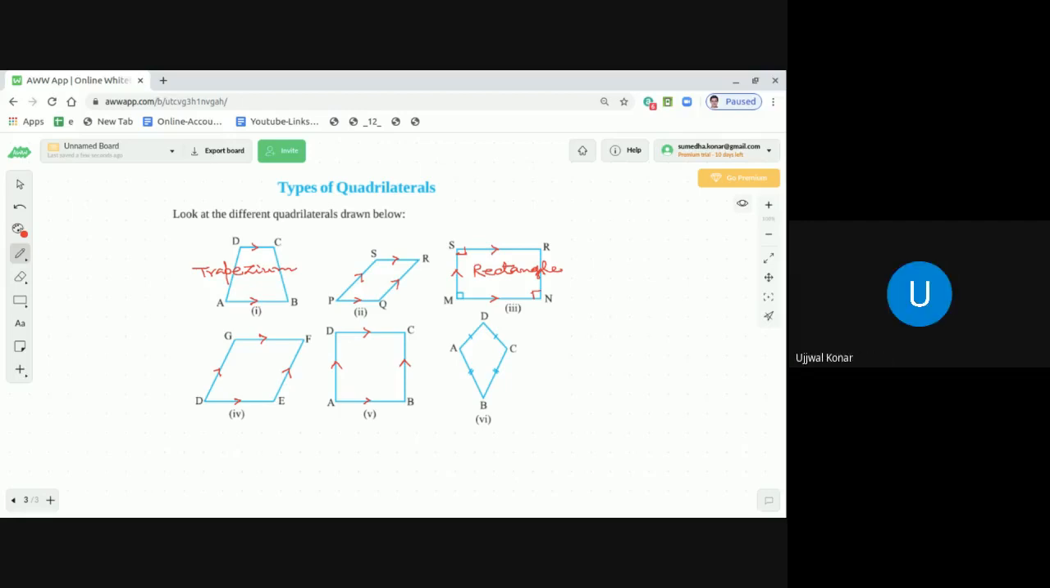Now let us come to diagram 4. If you look into diagram 4, that is DEFG, all these four sides are equal. And then we call this special type of parallelogram a rhombus. So dear students, what is a rhombus? A rhombus is a parallelogram with sides of equal length. What we see here is that DE is equal to GF is equal to EF is equal to DG. So that we call a rhombus.